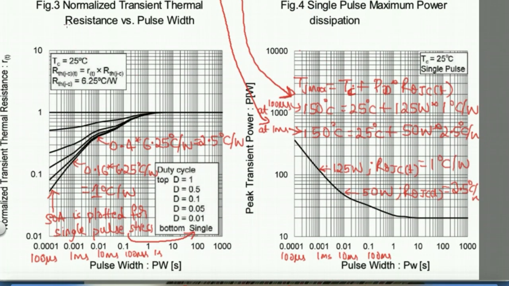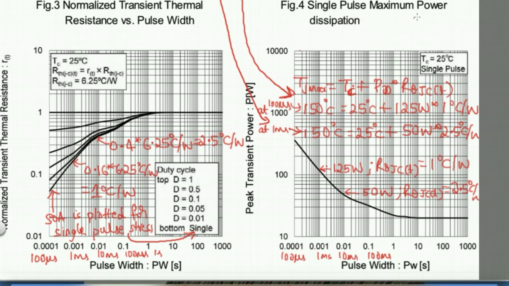Figure 3 provides the normalized transient thermal resistance versus pulse width. Here, as it can be seen, for a continuous duty cycle operation, the applicable junction to case temperature is 6.25 degrees Celsius per watt. But if we are applying it for smaller pulses, for example, a 100 microsecond pulse or a 1 millisecond pulse, for 1 millisecond pulse, the factored in junction to case thermal resistance will be 1 degree Celsius per watt, and for 10 millisecond, the factored in junction to case thermal resistance will be 2.5 degrees Celsius per watt.